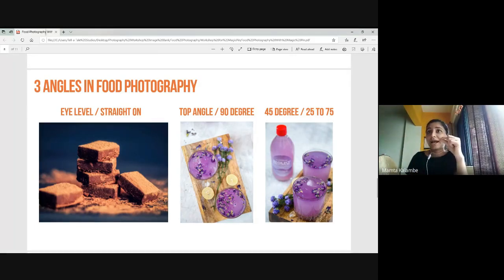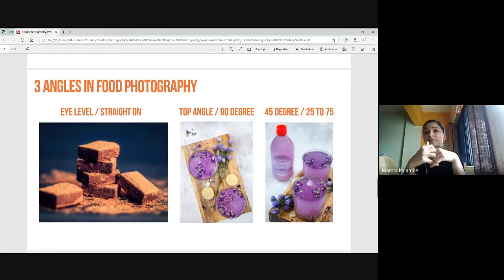And then we have the 90-degree angle, the top angle, famously known as flat lays. Flat lay is nothing but just shooting from the top. Why flat lays work is because, especially if you want to show the ingredients that have gone into making a particular food item, it is the quickest way to do that. Flat angle also creates an element of interest. It looks really attractive. So flat lay is one thing to keep in mind.